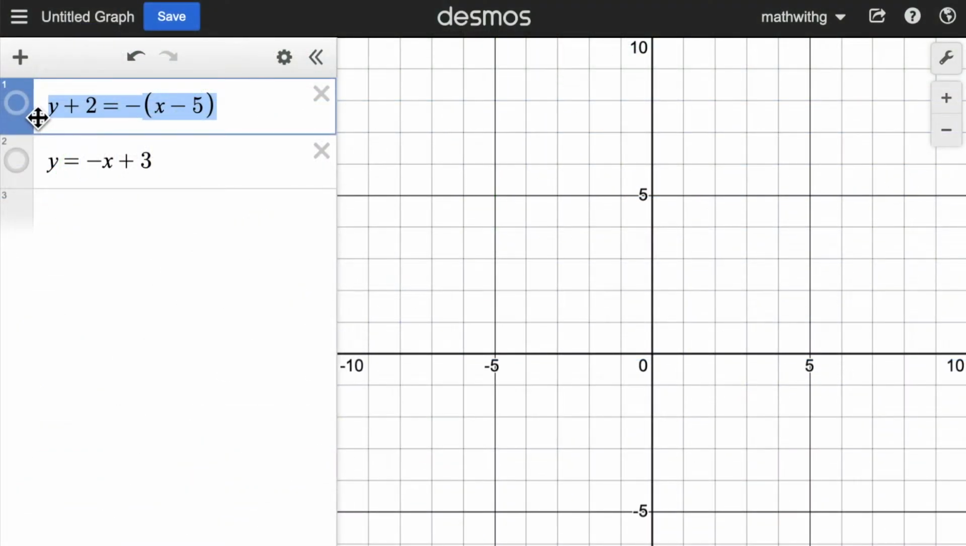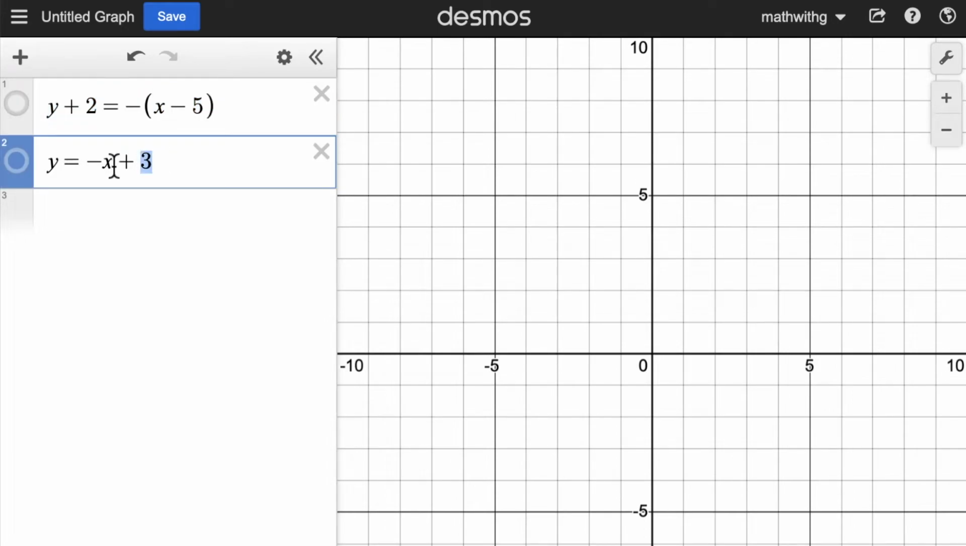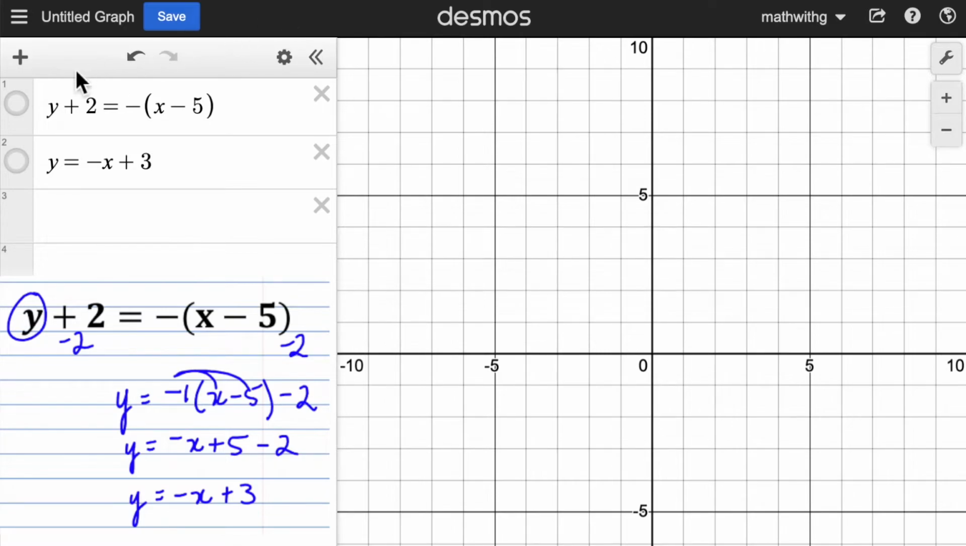And let's check if those two are the same. Here's the equation we started with. And here's the equation we ended with. Are they the same? There's 1, and there's 2. They are.